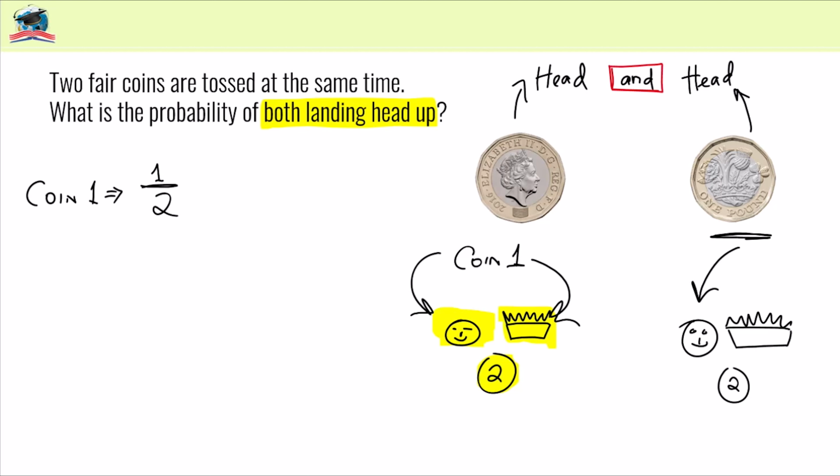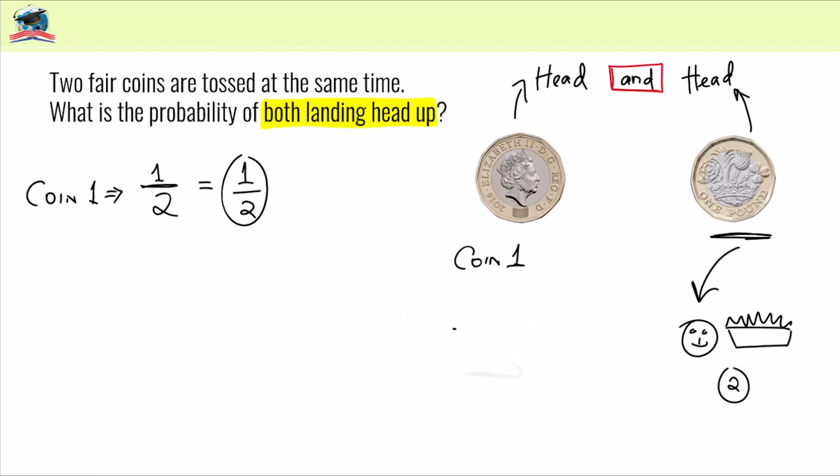Getting a head for coin one will be 1/2. Can we simplify that? We cannot go beyond that, so it's going to be 1/2. Good, sorted for the first coin. Let's go to coin two. I'm going to call this one coin two.